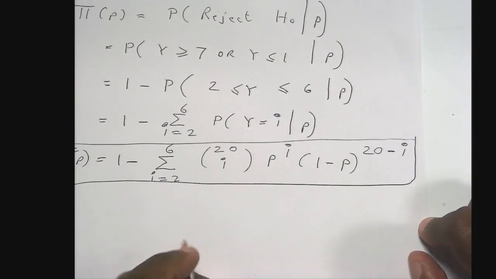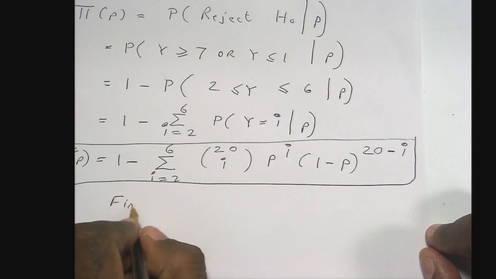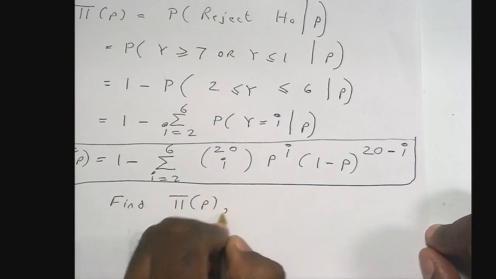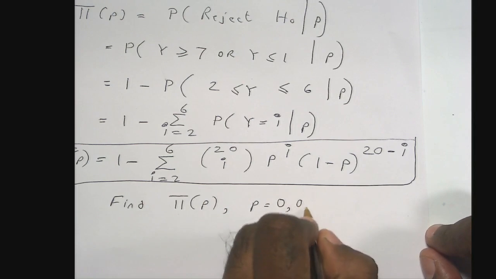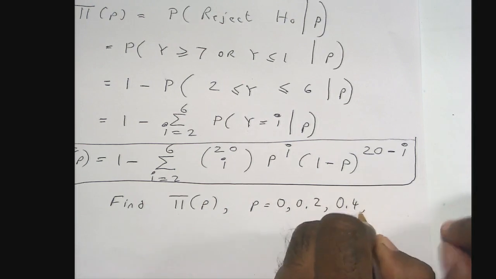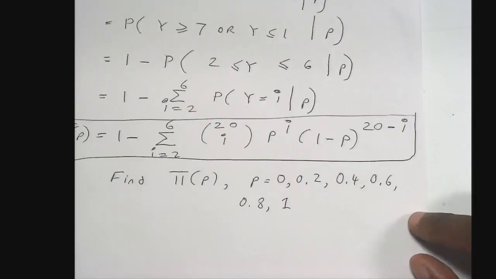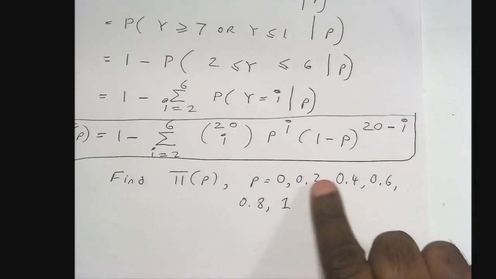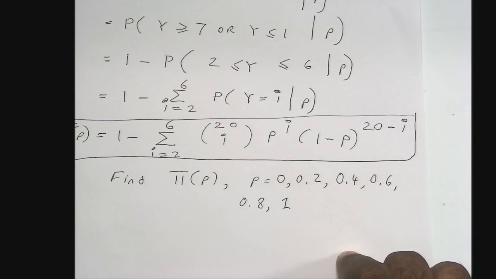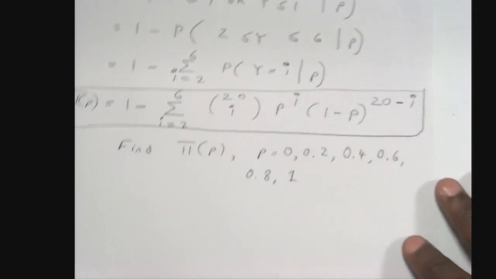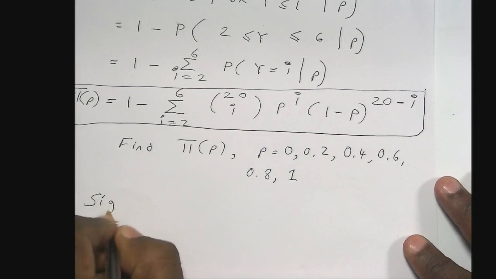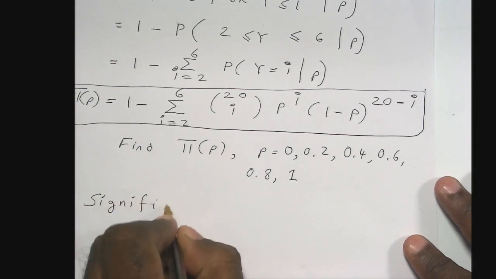And the question also asks you to find pi of p at p equal to 0, 0.2, 0.4, 0.6, 0.8, and 1. All you have to do is substitute these numbers into this formula and work out what pi of p is. Finally, it is asking you for the level of significance. I think I mentioned this last week to you guys.